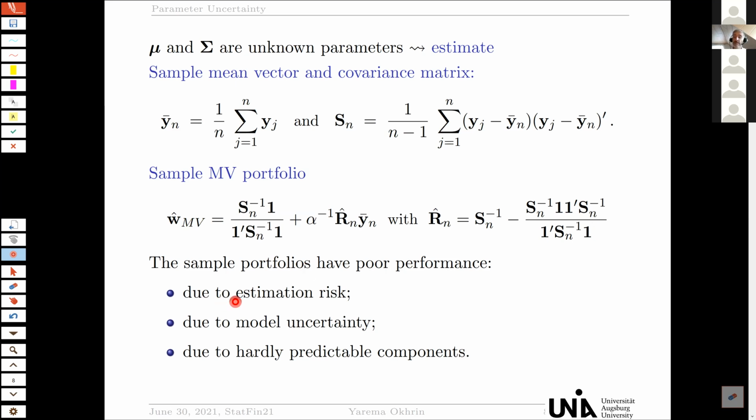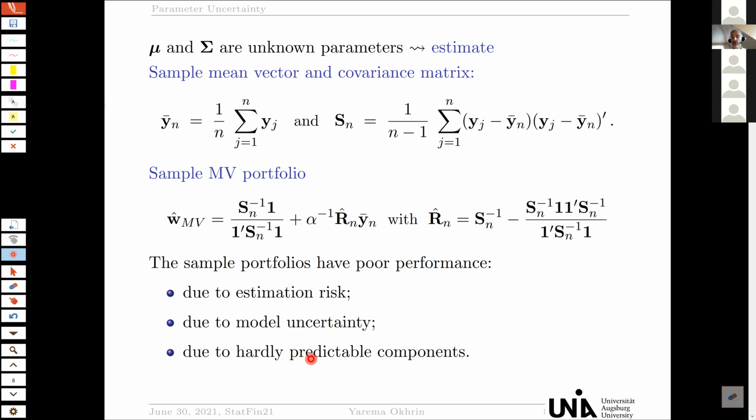First, we have plenty of estimation risk. The estimation of mu and the estimation of sigma feed a lot of uncertainty into our portfolios. Second, we also have some model uncertainty because we assume that we have a quadratic utility function. No one can be sure that their utility function is really a quadratic one. Maybe the distribution is also important. If the asset returns are not normal, this also induces some uncertainty.